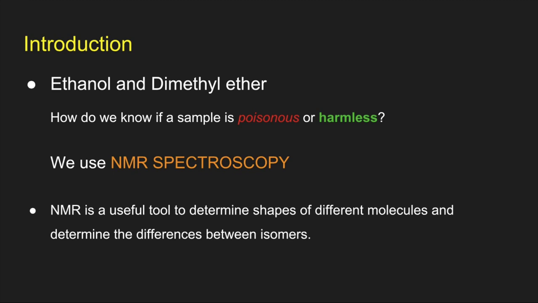NMR spectroscopy is an extremely useful tool that allows scientists to determine the structure of different molecules and isomers, using concepts like nuclear spin and chemical shift. In this presentation, we will be discussing the background behind NMR, the methods of using NMR, and how NMR has actually been used in the STEM fields.